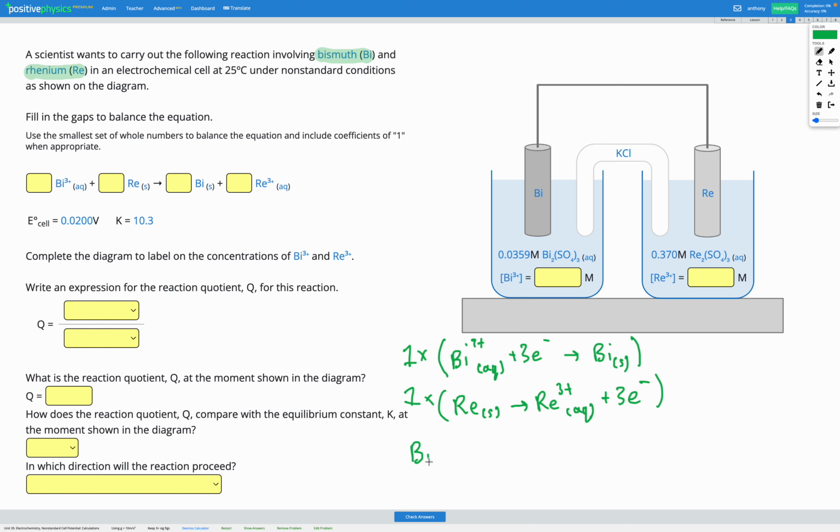So I've got one set of bismuth 3+ and one set of 3 electrons on the left. I've also got rhenium solid on the left. And then on the right, I've got one set of bismuth solid, and I've got one set of rhenium 3+ aqueous, and I've got one set of 3 electrons. So we can see here we've got 3 electrons on the left and 3 electrons on the right. So those are going to cancel out. And there's our balanced equation, and 3 electrons were transferred.